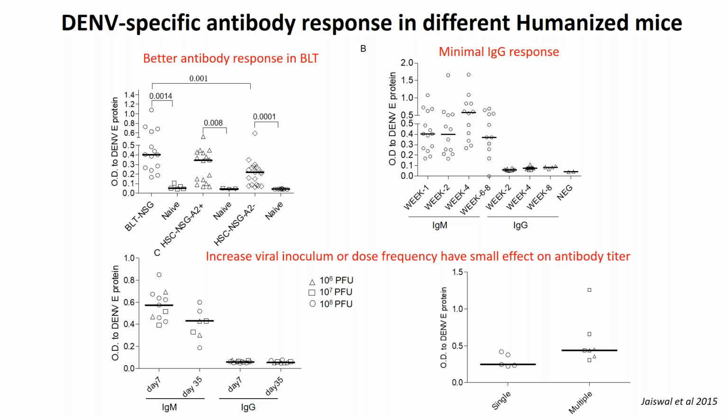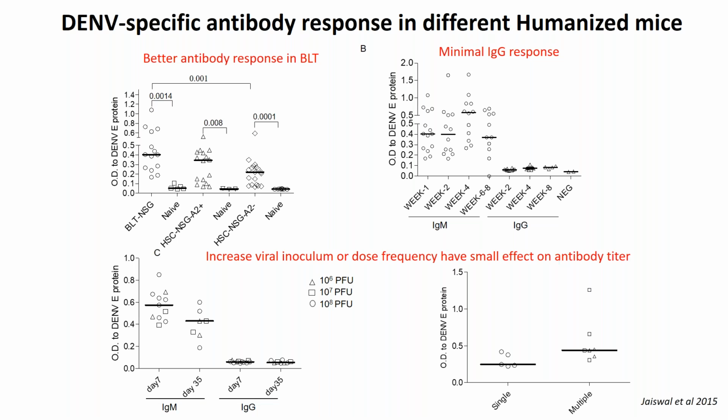For this, first we took the sera of the different model which were infected with the same strain of dengue viruses, and ran an antigen specific ELISA. We found that there was no significant difference in the antibody response between the A2 positive and the A2 negative animal, but the difference in the antibody titer was significant if we compared the BLT NSG over the NSG A2 minus animal.